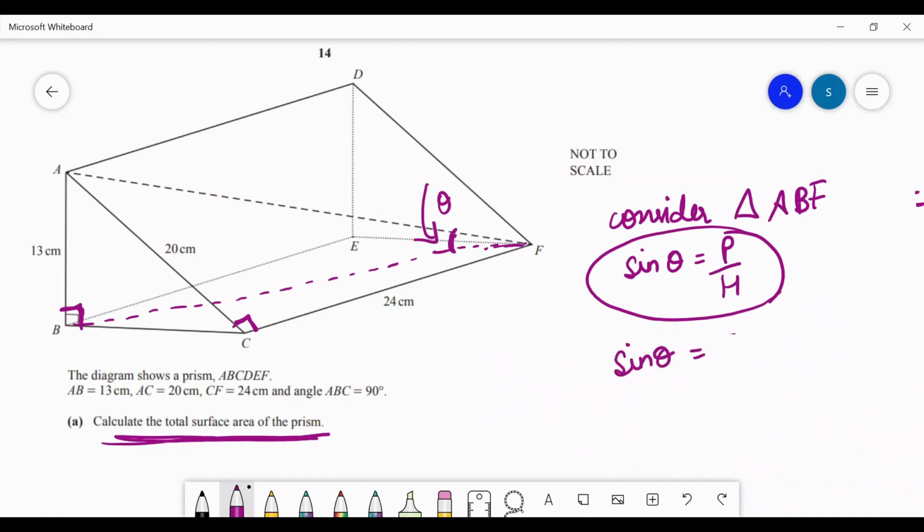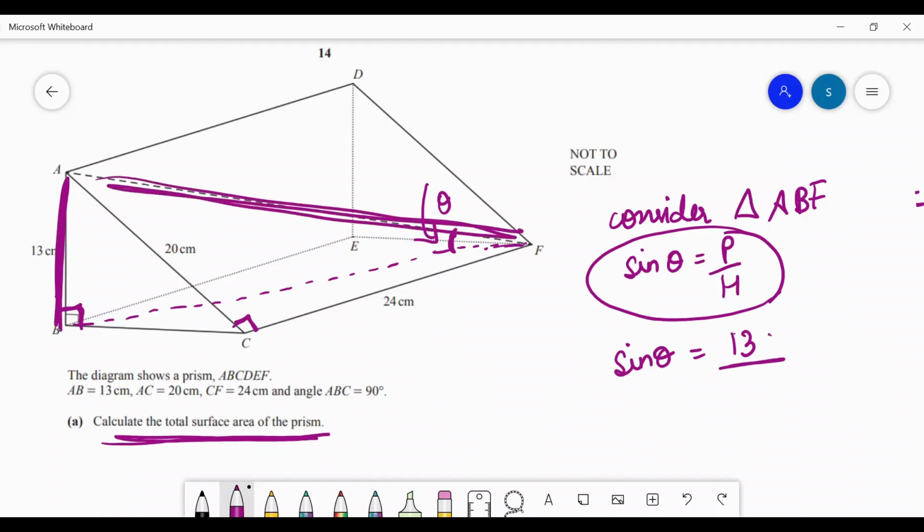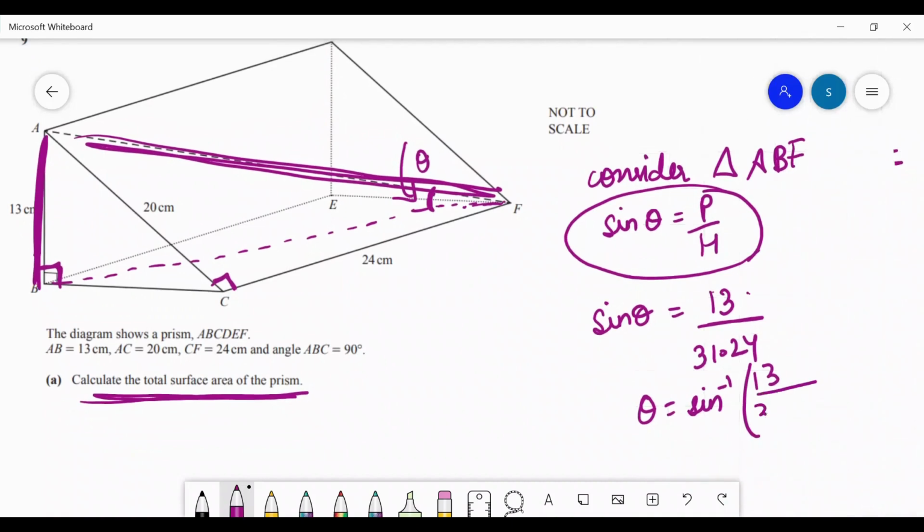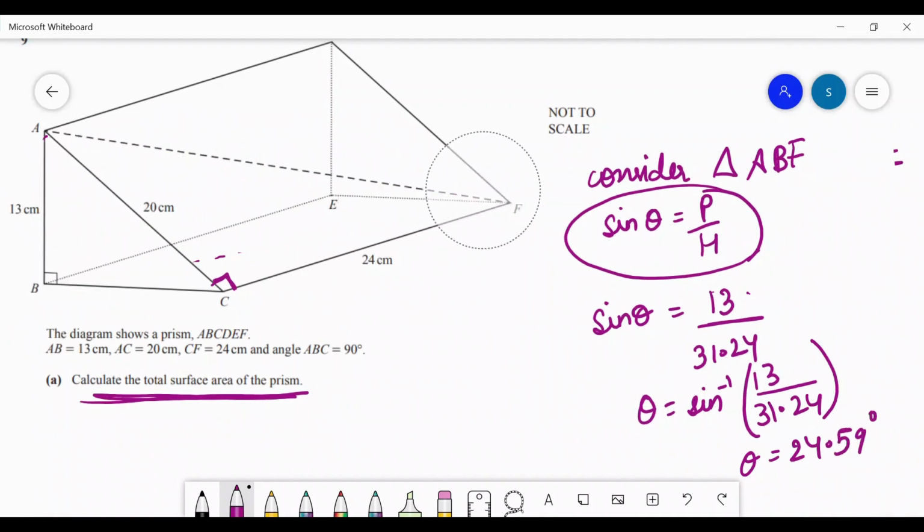Let's do that. Sine theta is equal to the perpendicular, which in this triangle is 13 centimeters, divided by the hypotenuse, which is AF itself, that is 31.24. When you solve it, theta equals sine inverse of 13 by 31.24. You get theta equal to 24.59 degrees. So that's the measure of this angle. That is the angle that AF makes with the base BCFE.